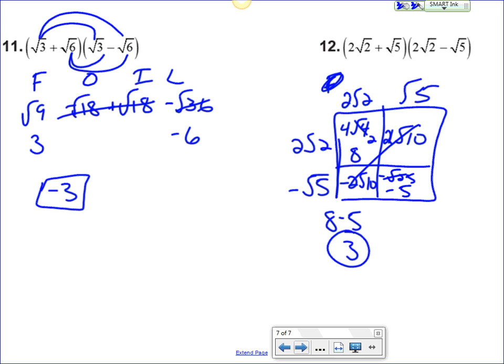Okay, so hopefully that's making sense to you. We're just combining some of the things we've learned this year with simplifying radicals and the FOIL pattern or the box method, and just applying those to different situations. Okay, and that is a wrap.